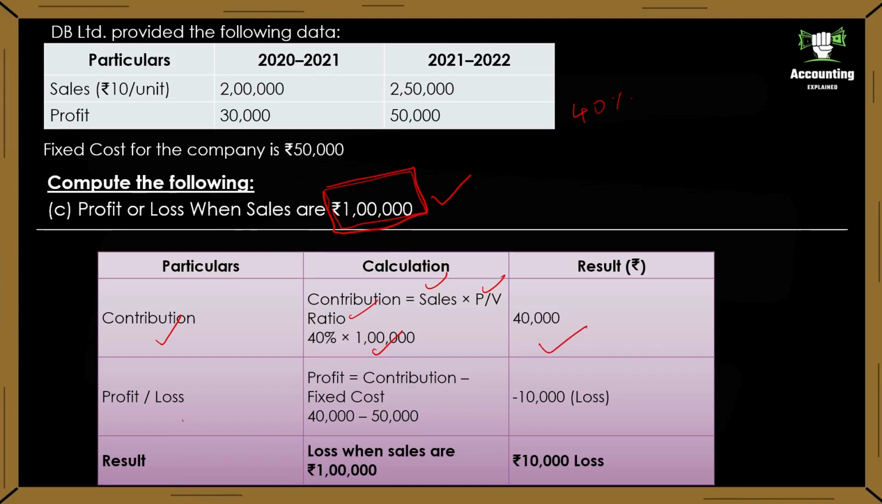Next, profit or loss formula we have to apply here. Profit formula when contribution and fixed cost of the company is given is contribution minus fixed cost. So that is the formula which we are going to use now. You know contribution is 40,000 and fixed cost is given in the question as 50,000. 40,000 minus 50,000, you get a result of minus 10,000. That means you have a loss. So the answer is a loss of rupees 10,000 when sales are rupees 1 lakh.